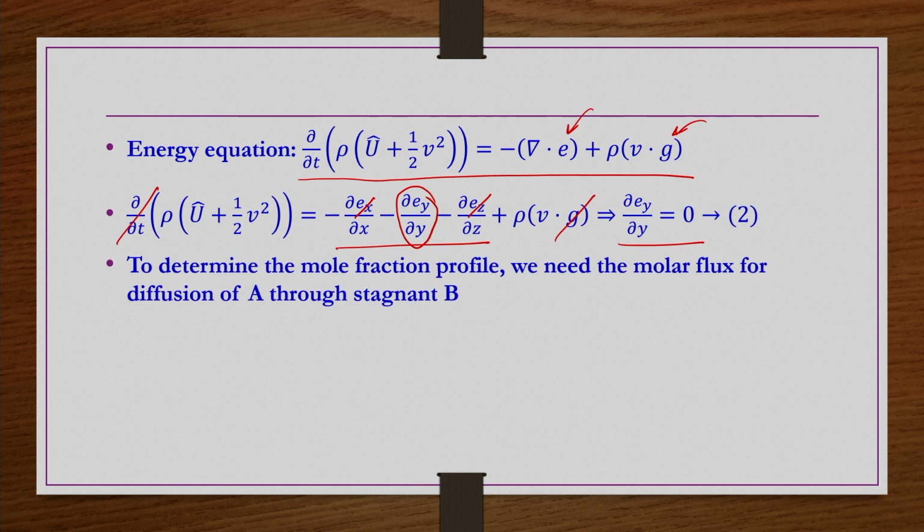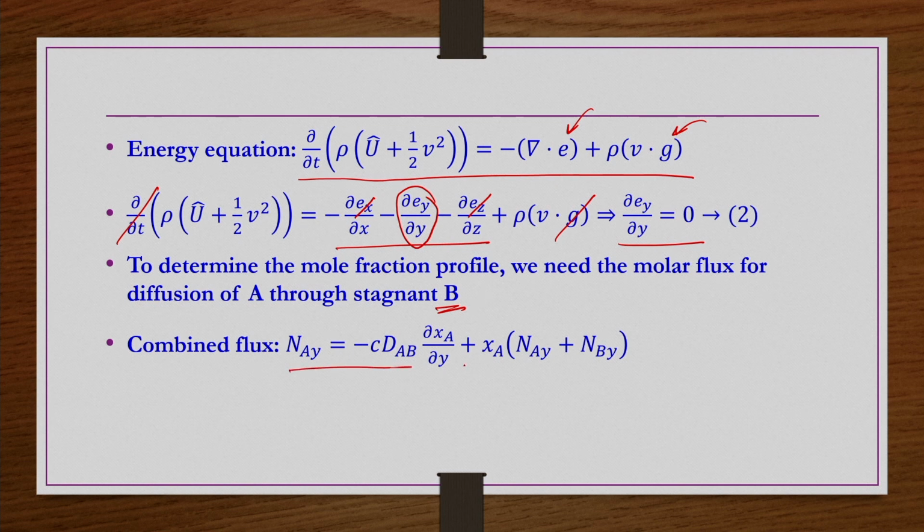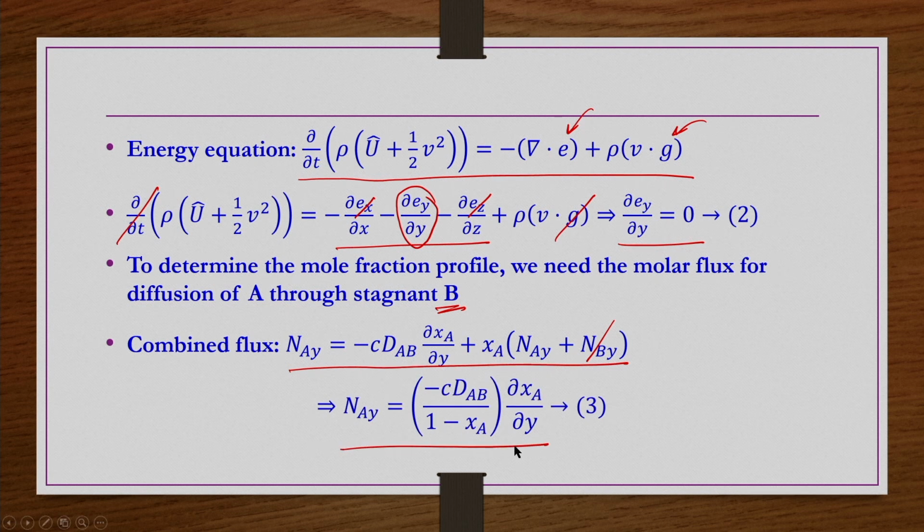Now, to determine the mole fraction profile, we need the molar flux for diffusion of A through stagnant B. So, how do we get this? In general, we write a combined flux equation. So, that is this one. Now, in this equation, N_By is 0 for part A of the problem. So, if you simplify this equation by taking all N_Ay terms one side and the remaining terms other side, you get N_Ay equals minus C D_AB by (1 minus x_A) ∂x_A/∂y. So, now this you can substitute in ∂N_Ay/∂y equals 0 and then get the concentration profile as a function of y.